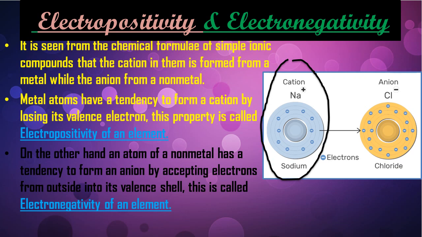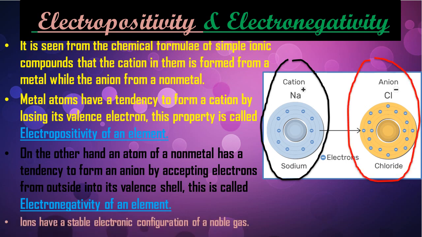This tendency of a non-metal like chlorine to accept electrons from a metal to form a stable ion is called the electronegativity of an element. And why is the element losing or accepting electrons? Just to achieve stability, or a stable octet state. So this is the electropositivity of metals and the electronegativity of non-metals.